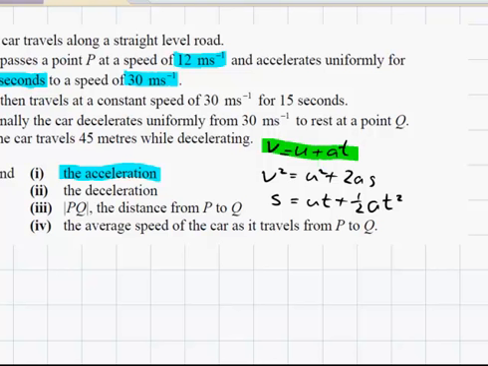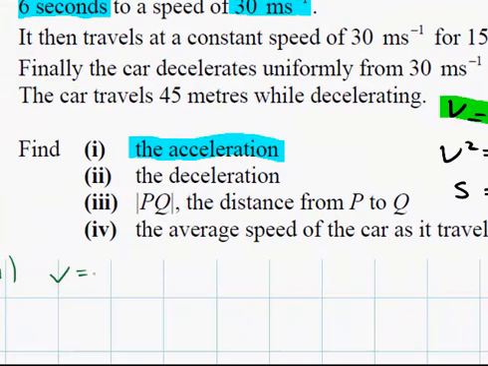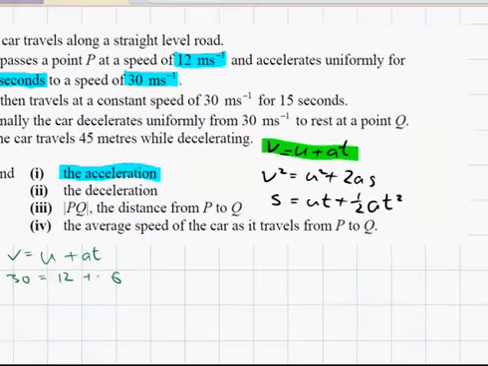So for part 1, we'll use v equals u plus at. v is the final velocity, so it's 30, is equal to 12 plus a times 6 seconds. I'm just going to put that in a different colour so we know that's the one we're looking for. a t.